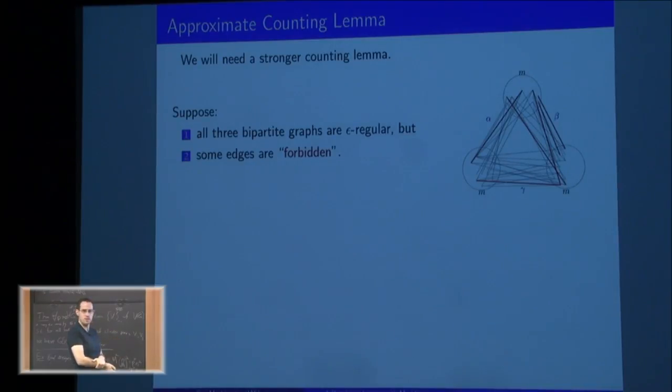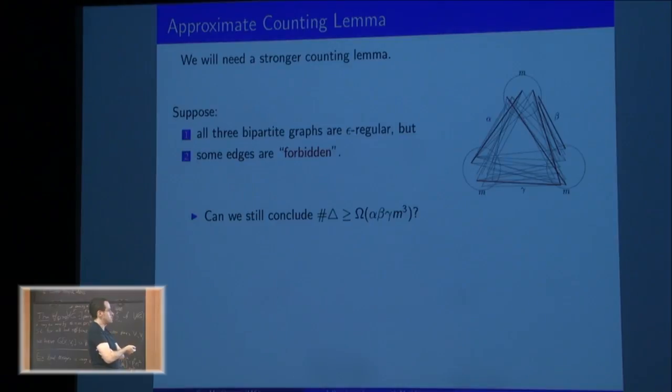Exactly. The thing is that when you apply the SRL, you are going to modify edges. In particular, you are going to add edges. But you want to count triangles in the original graph. And if you find triangles that use edges that were added by SRL, then they are not going to be there in the original graph. So we need to quantify some amount of forbidden edges that we are not allowed to use. The question is, can we still deduce, say, a lower bound? Can we still deduce that the number of triangles is at least some constant fraction, say 1/2, of what you would expect from a random graph, alpha, beta, gamma, m cubed?